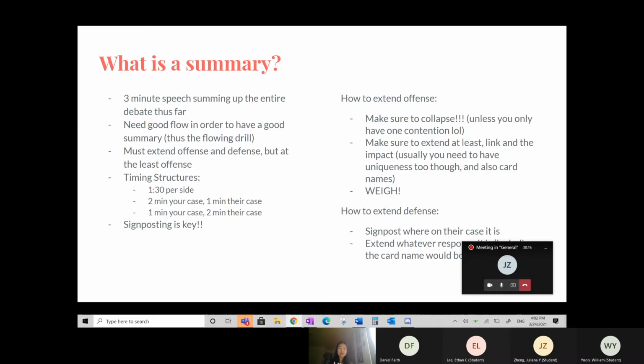And then when you move on to the next argument, you want to signpost as well. Or perhaps within the impact of the argument, like on their impact specifically, blah, blah, blah. Or after you're done with their case: okay, now that we've destroyed their case, let's go to my case and my second contention, which is the reason why we're winning this round today. So it's really important to tell your judge exactly what argument you're talking about.